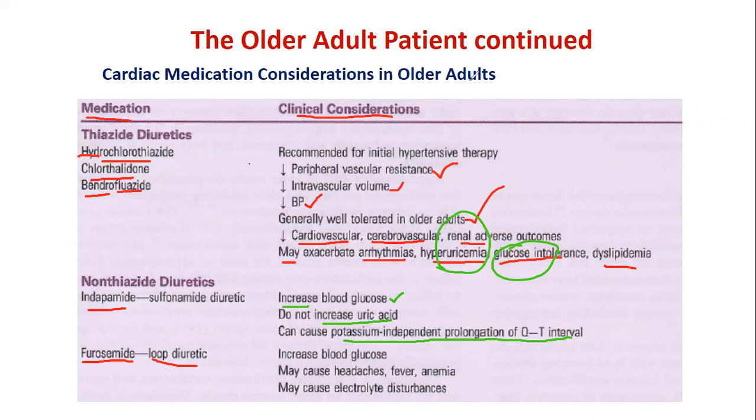What about the furosemide? What does furosemide do? Furosemide is a loop diuretic, increases blood glucose level, like the non-thiazides, like hydrochlorothiazide or chlorothiazide, may cause headache, may cause fever or anemia, or may cause electrolyte disturbance. It is important. So we have to check electrolyte level after every certain interval.